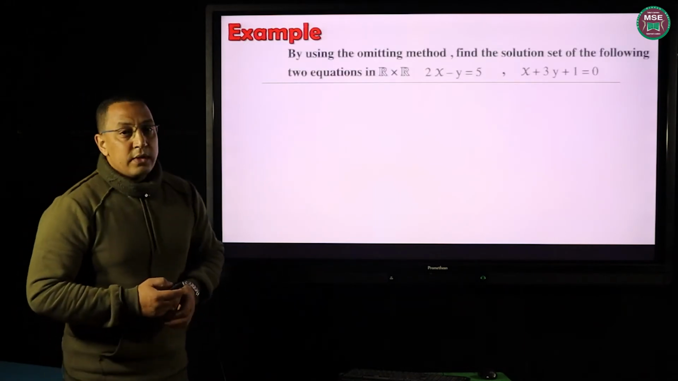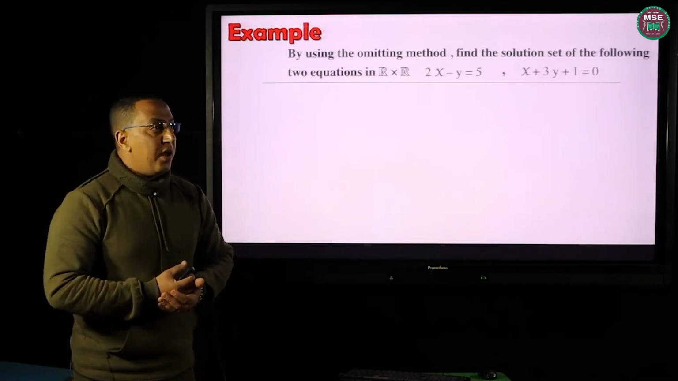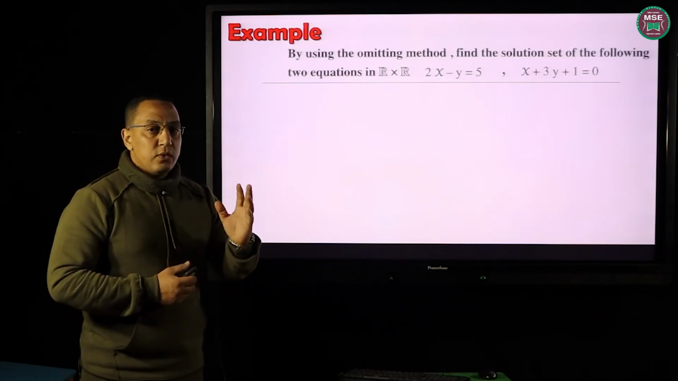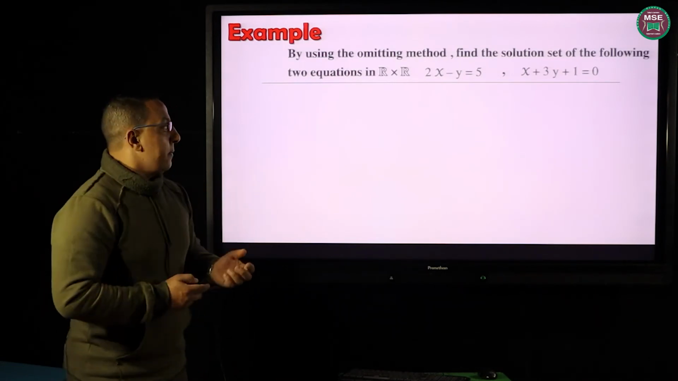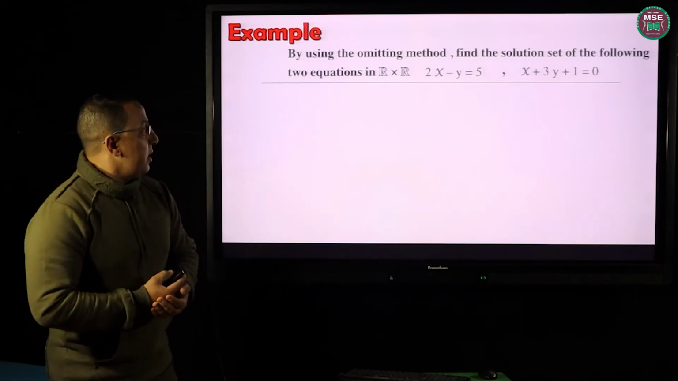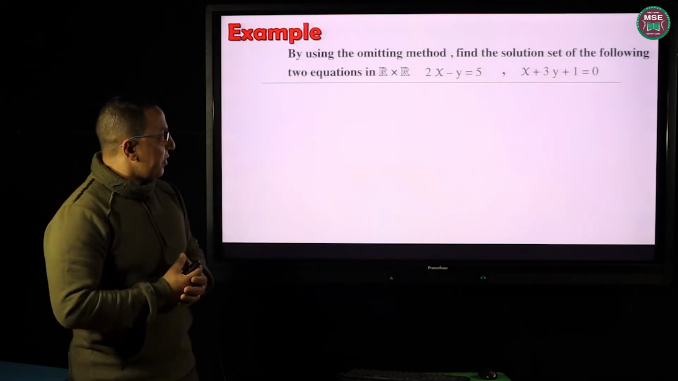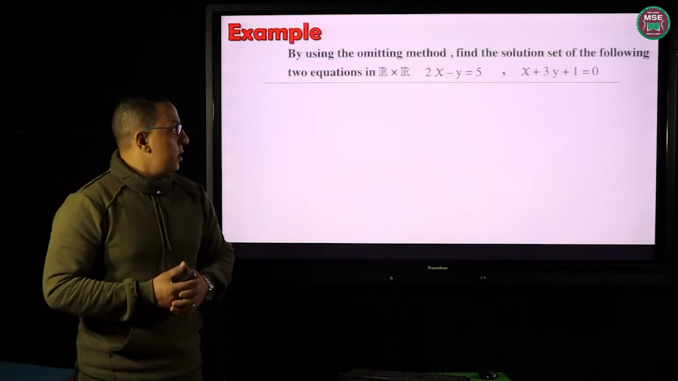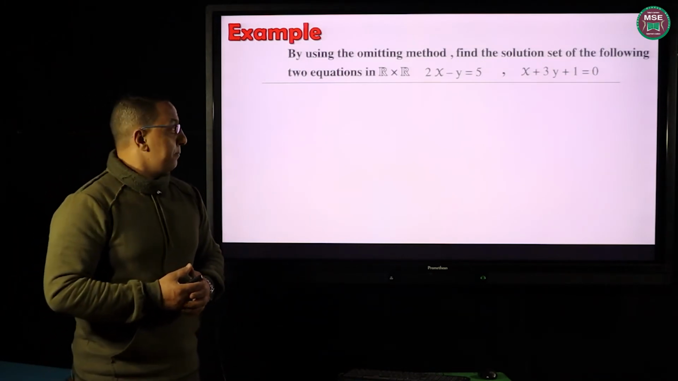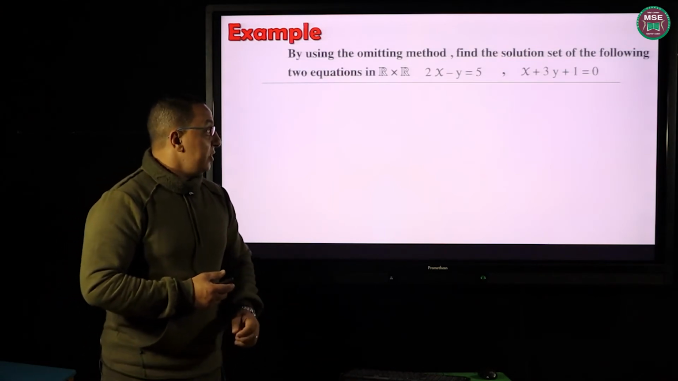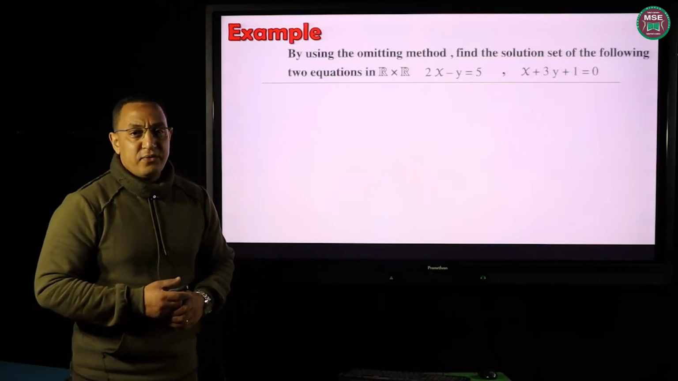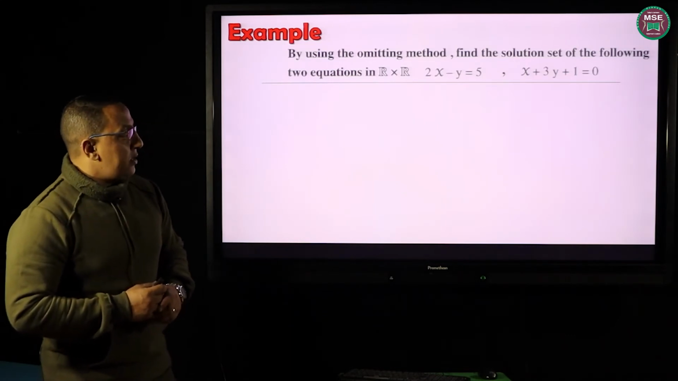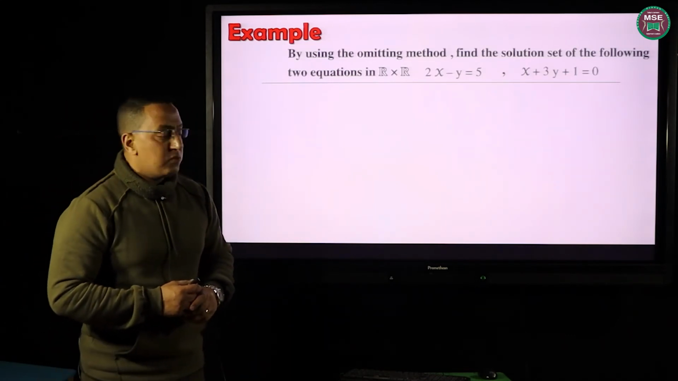Okay, now let's study the other part of the lesson: how to solve 2 equations algebraically by the omitting method. Here, by using the omitting method, find the solution set of the following 2 equations in R product R, where the first equation is 2x minus y equals 5. The other equation is x plus 3y plus 1 equals 0.